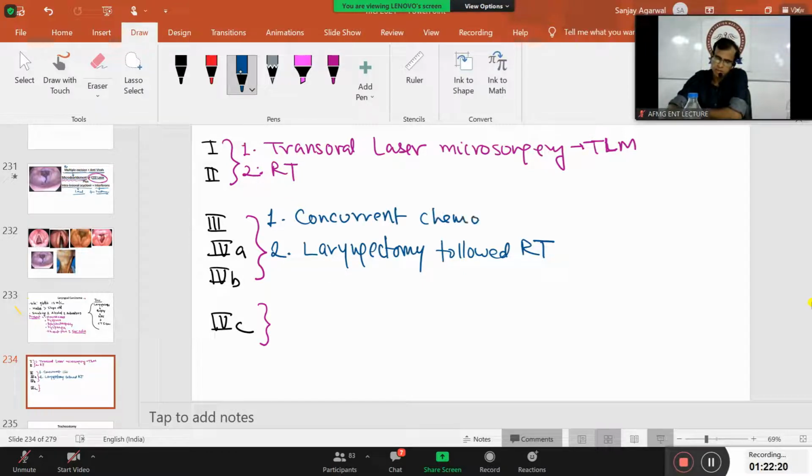concurrent chemoradiation. Chemotherapy and radiotherapy together. If they don't use the word concurrent, if they only write chemoradiation, then that is not correct. The word concurrent has to be there. And this is a better answer, not this.